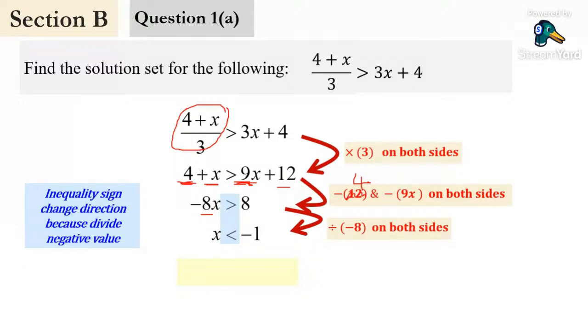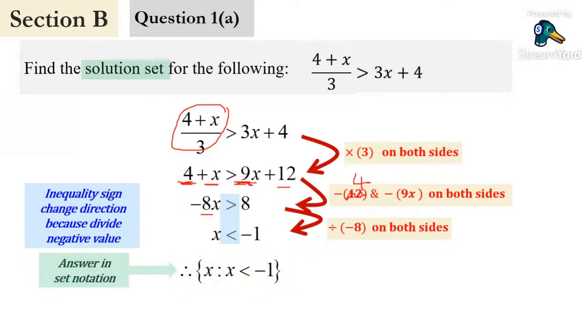Matriculation student or uni student, you don't stop here. You give your final answer accordingly in solution set or in interval notation. And in these questions here, they say solution set. So give your answer in set notation. So therefore, it's x such that x less than negative 1.